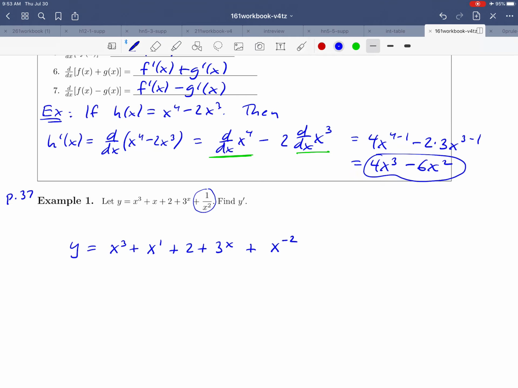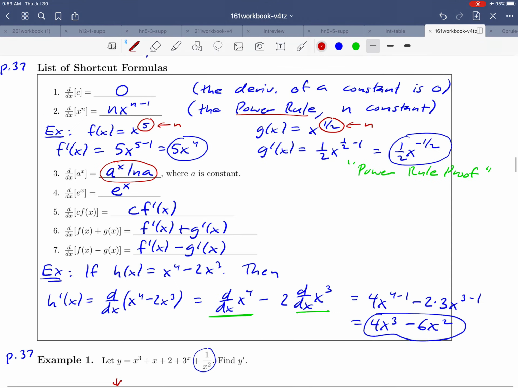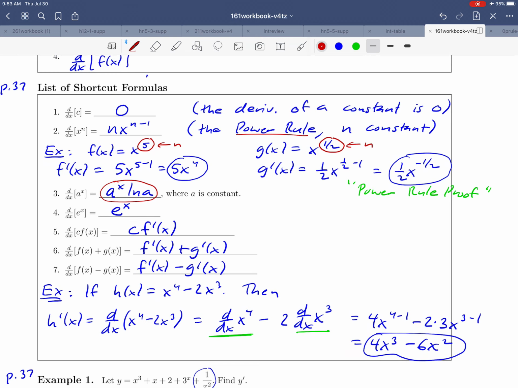Okay? So there's our function rewritten, and what I'd like to do is to see if we can, term by term, figure out which shortcut formula would apply. Okay, and let's start with the x cubed term. Notice that that's x raised to a constant power. Okay, and so the formula that applies when x is raised to a constant power is formula 2, the so-called power rule. Okay, and let's just review what that says. So the power rule says if you start with something that looks like x to the n and take its derivative, you get n x to the n minus 1.